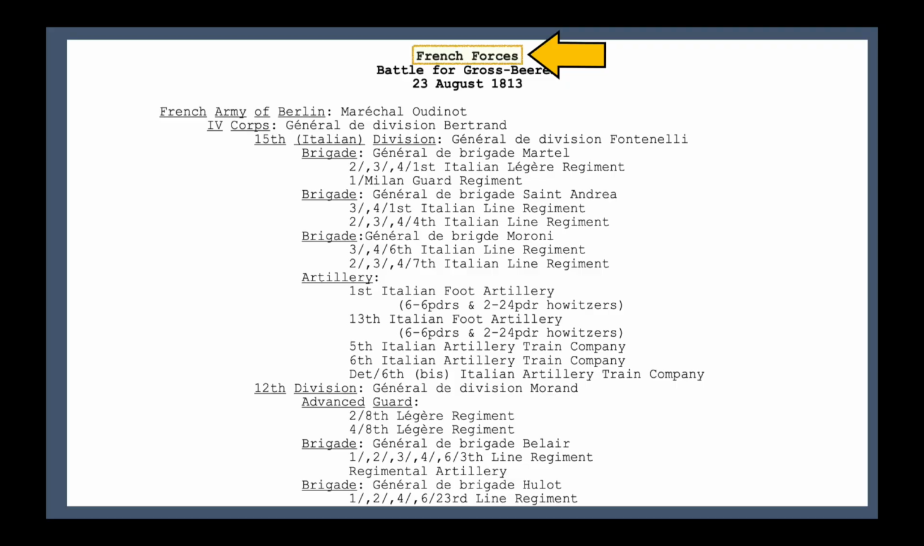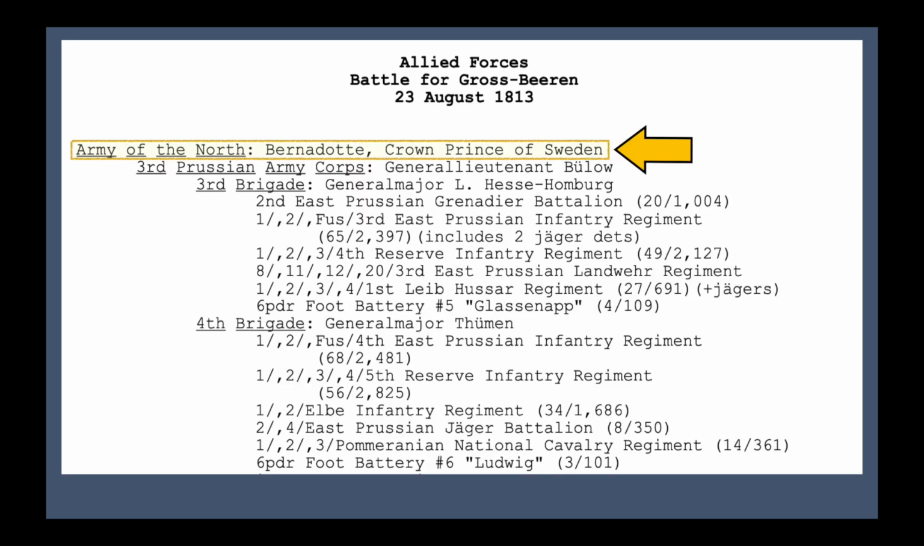Also, just note that there's an important difference between the army and our next step beneath it, for Napoleonics at least, of a field army. If one of these was present, then it would typically appear also at the top of an order of battle. Here, for example, is one for the Battle of Grossbeeren, where we find the French army of Berlin under the command of Marshal Oudinot, and the Allied army of the North under Bernadotte, Crown Prince of Sweden.